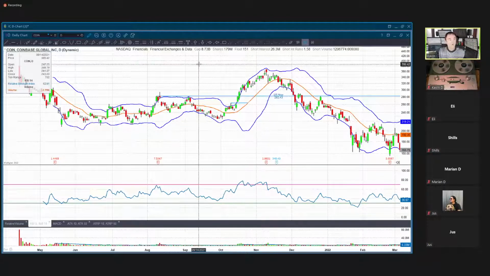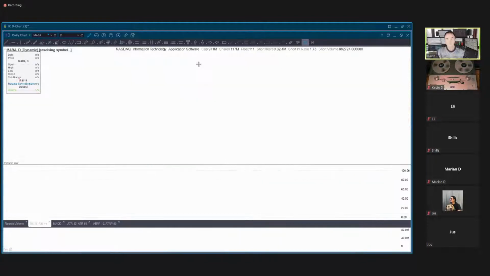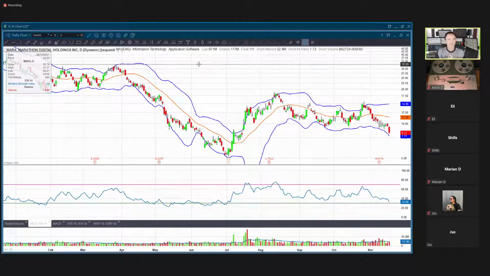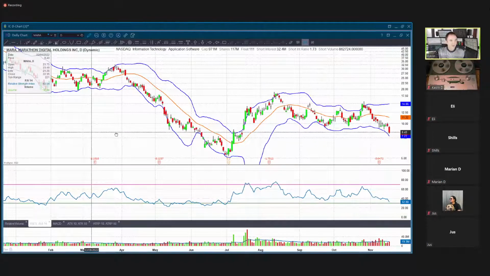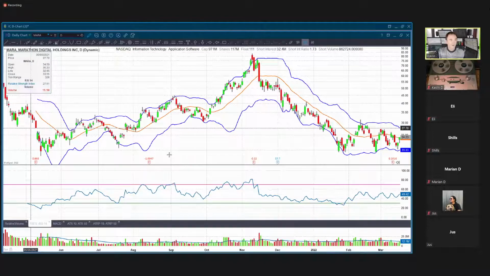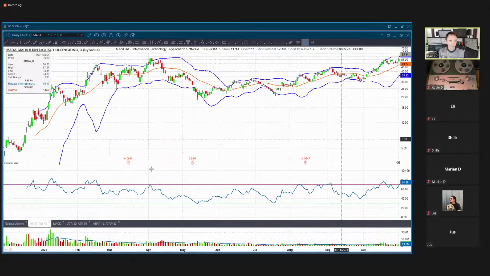We can also look at another crypto company. This one back in April of 2020.